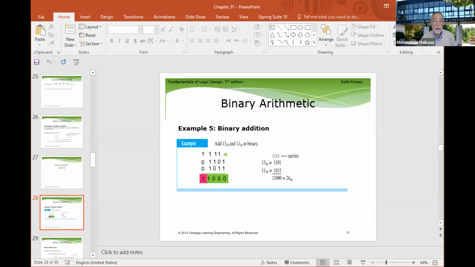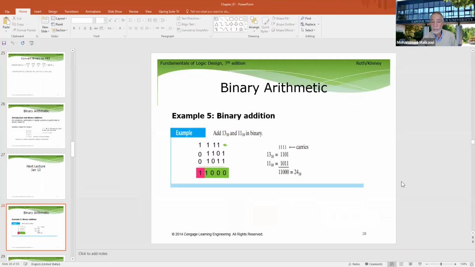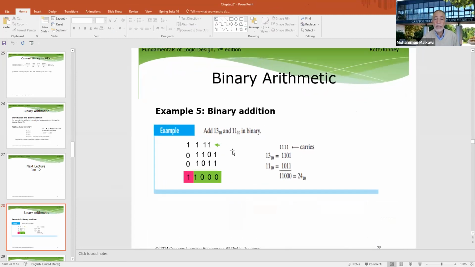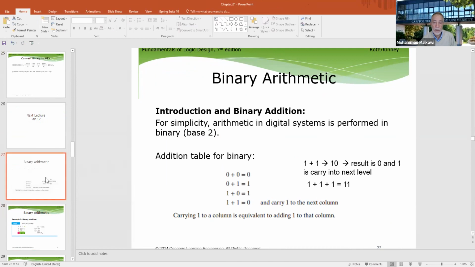Okay. So in the binary arithmetic, let me try to expand this here so we can see. Binary arithmetic. Actually, I have to move this right here. So this is the basics.